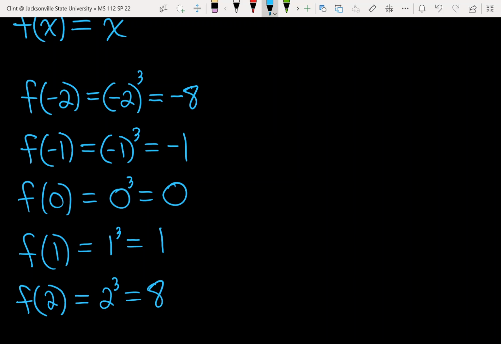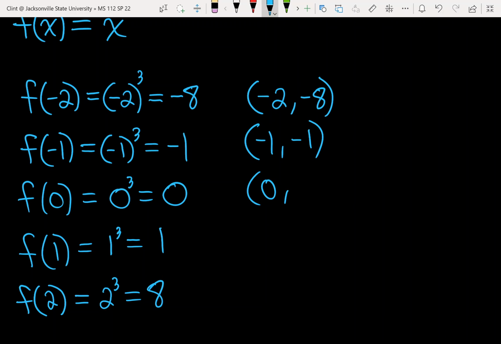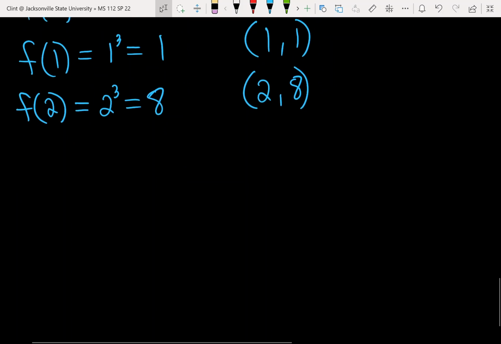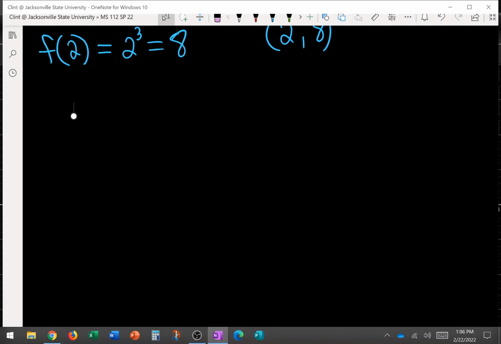So some points on our graph, we've got -2, -8, -1, -1, 0, 0, 1, 1, 2, 8. So let's plot those. Take a look. Some of you may know this one too, but probably less of you than the other one. So let's take a look.